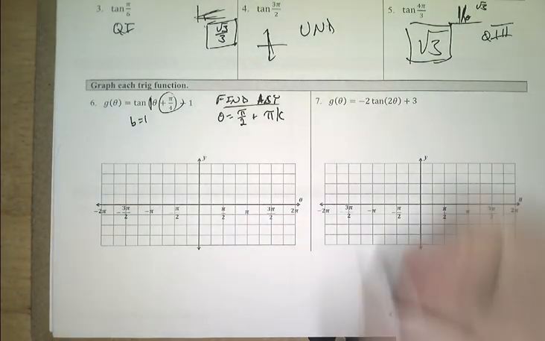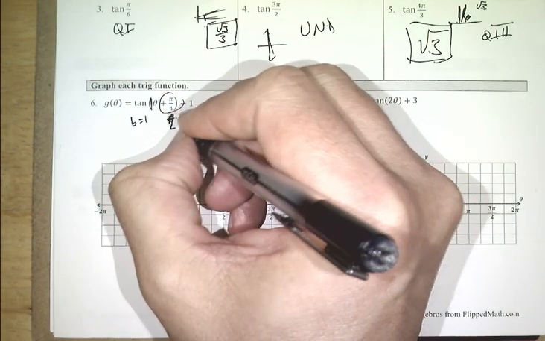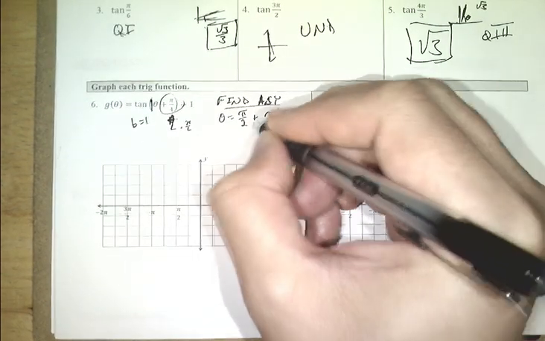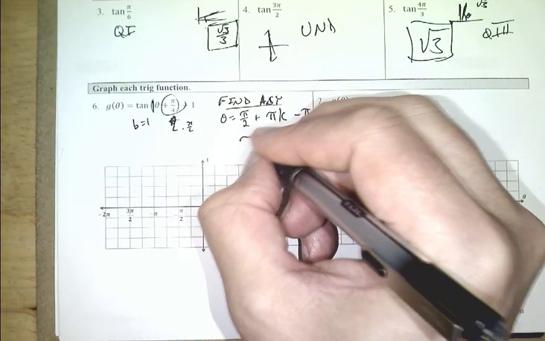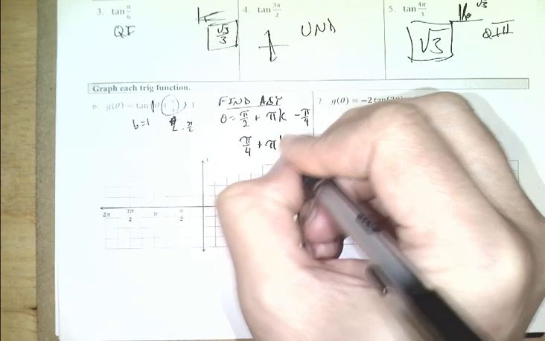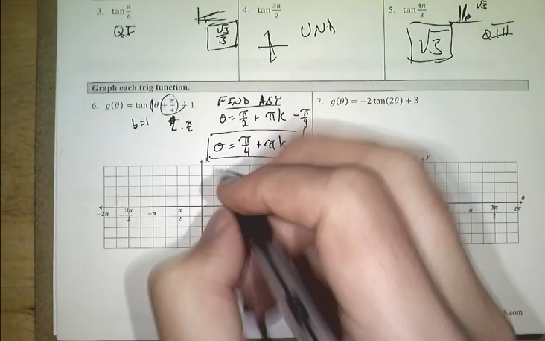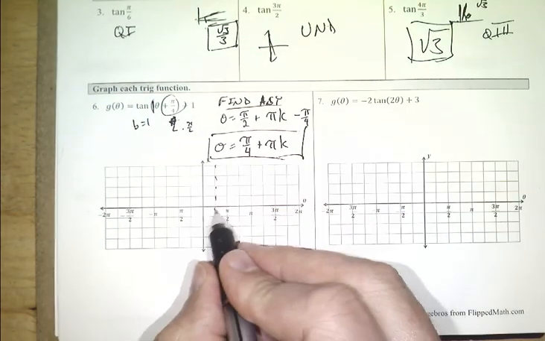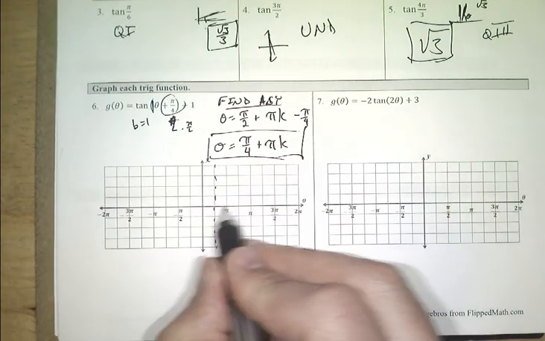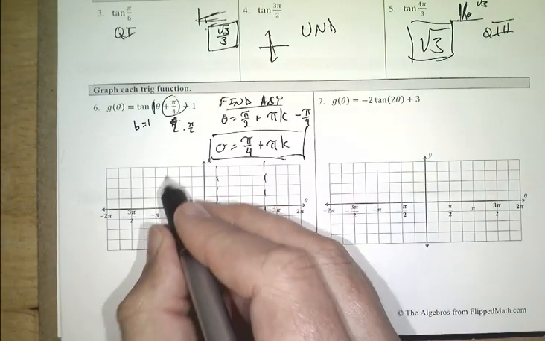But we do also have this horizontal shift as well, and this is going to be a shift to the left by pi over 4. So I need to move everything. I need to subtract pi over 4 from this. So pi over 2 minus pi over 4 is pi over 4 plus pi k. So these are our asymptotes. We'll have one at pi over 4, and then every pi after that. And pi is 4 blocks here, so 1, 2, 3, 4, we'll have another asymptote there. 1, 2, 3, 4, another asymptote right here.